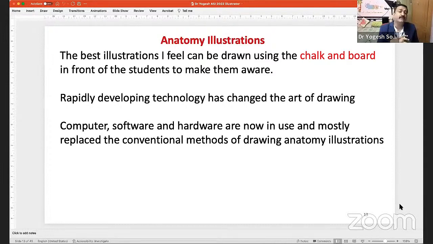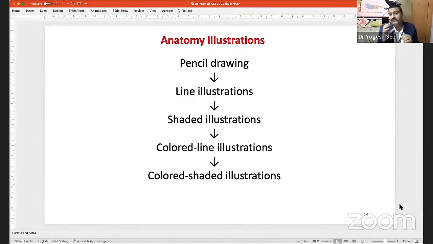This rapidly developing technology has changed the art of drawing. Computers, software and hardware are now available and mostly replace the conventional drawing of anatomy illustrations. What path is anatomy illustration following? Initially, people used to draw only with the pencil. Then line illustrations came in the print version. Then shaded illustrations came. After that, colored line illustrations and colored shaded illustrations started coming.